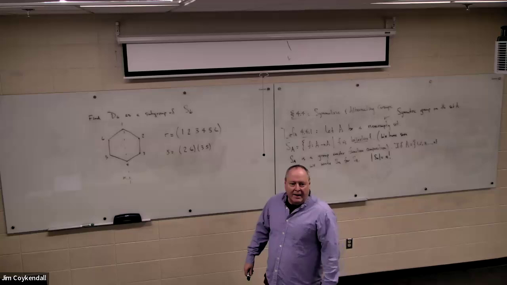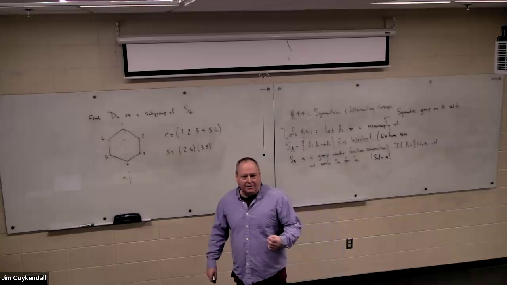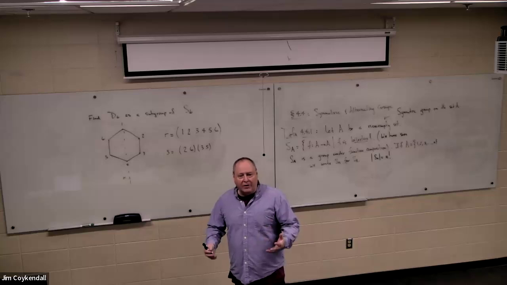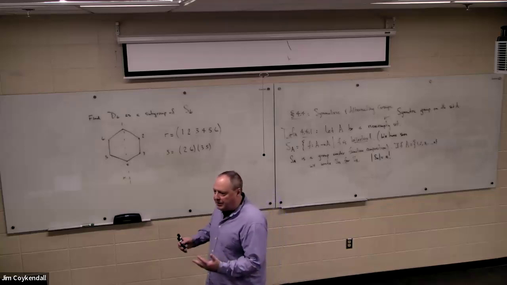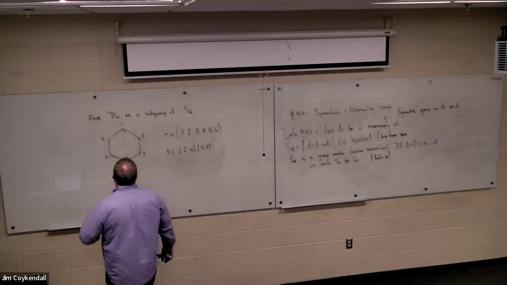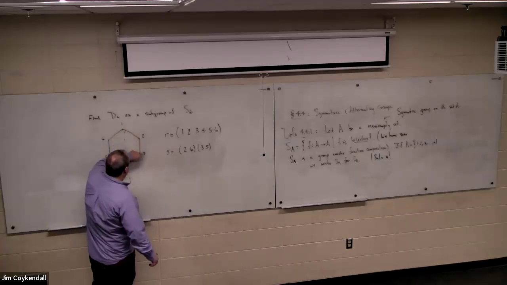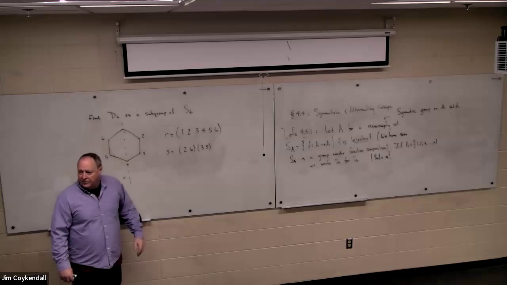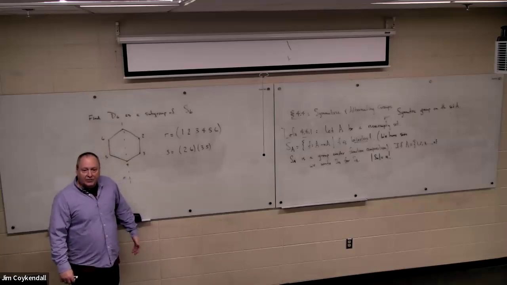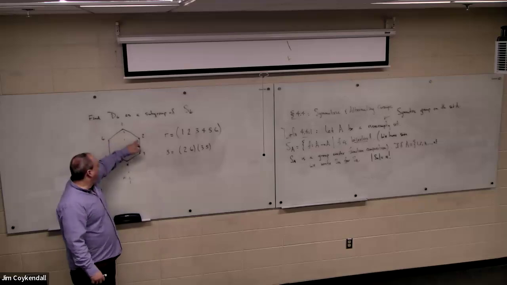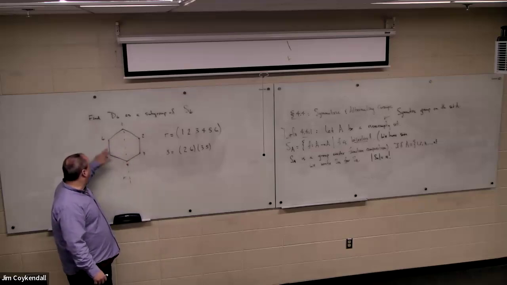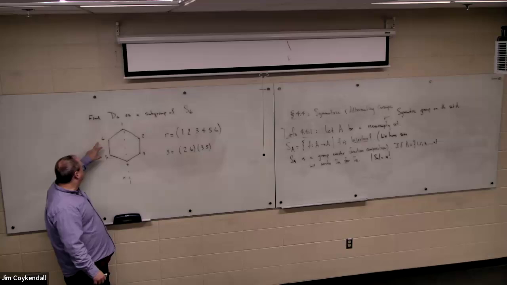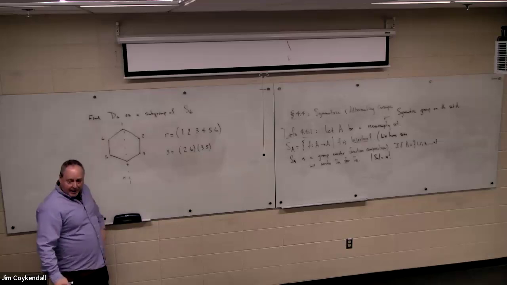Notice that S6 is much bigger. In S6, you can swap anything any way you want, right? For example, an element of S6 would be the function that leaves 1, 2, 3, and 4 alone and swaps 5 and 6. You can do that in S6 because that's a bijection. 1 goes to 1, 2 goes to 2, 3 goes to 3, 4 goes to 4, 5 goes to 6, and 6 goes to 5. Everybody agree with that?